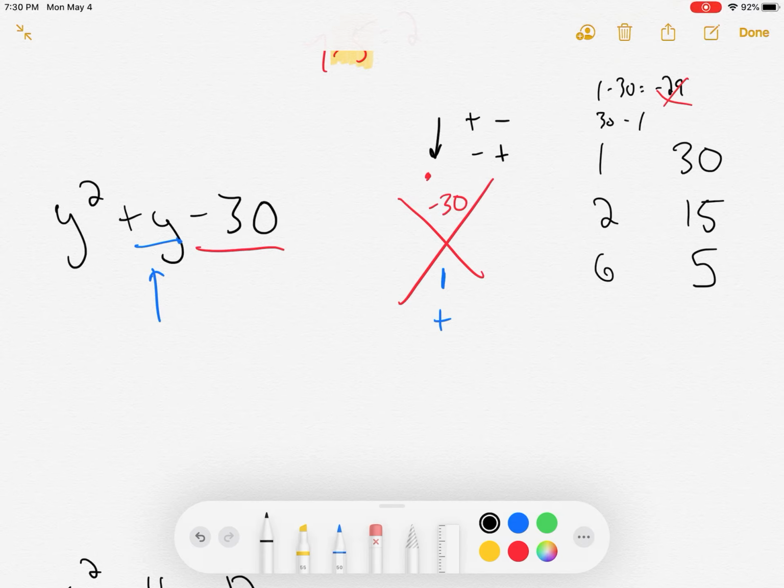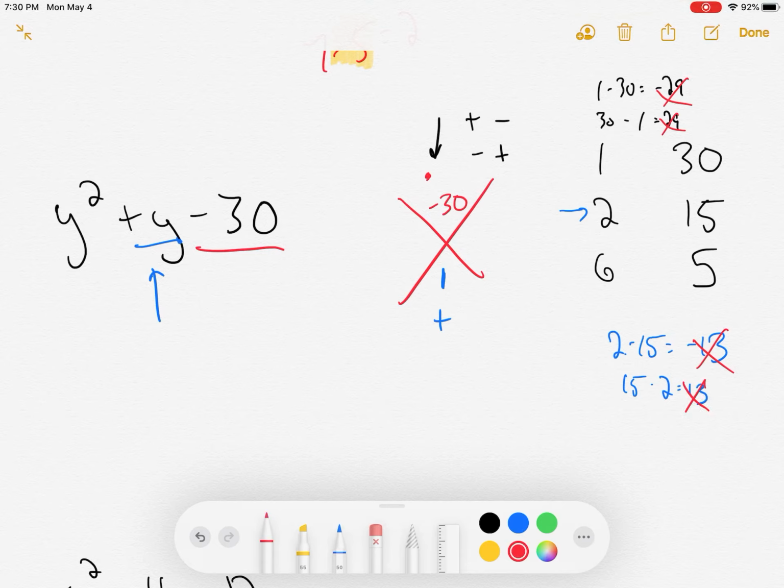30 minus 1 gives me positive 29. That one doesn't work. Okay, let's go on to 2 and 15. Let's try 2 and 15 right here. 2 minus 15 is negative 13. That doesn't work. Let's try 15 and 2. 15 minus 2 is 13.